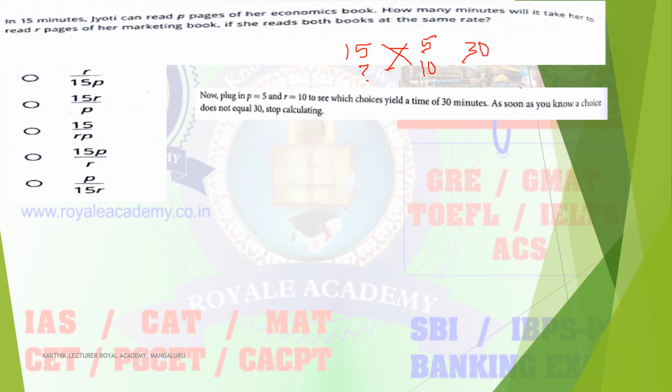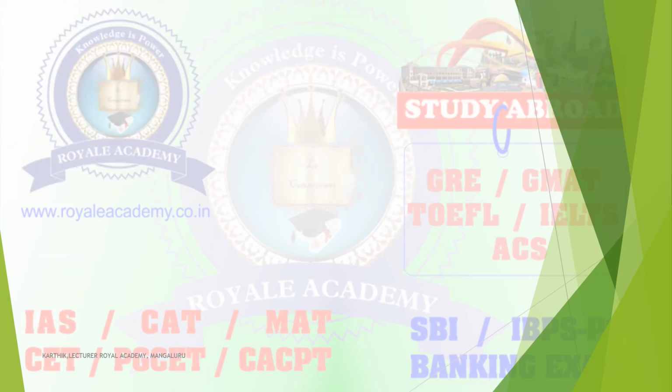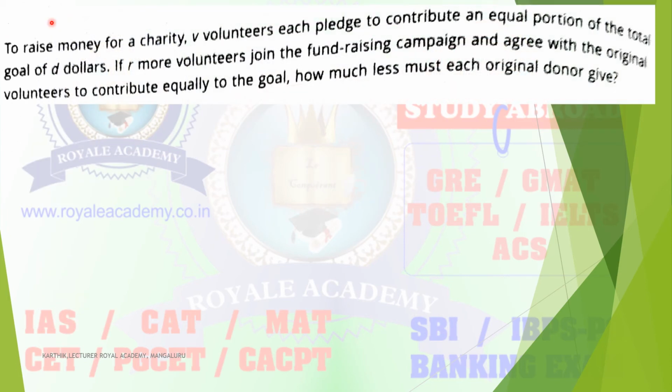30 is the answer. Then the same values p as well as r, you just substitute into the following equation and you will get the answer. So I will choose this, 15r by p. So 15 into 10 divided by 5, you will get 30 as the answer. So this 30 matches this option. So option B is correct. Next question.